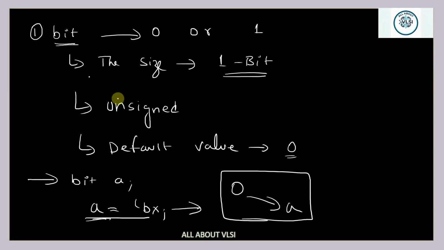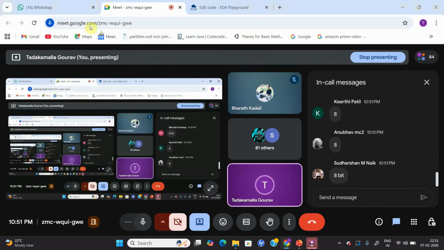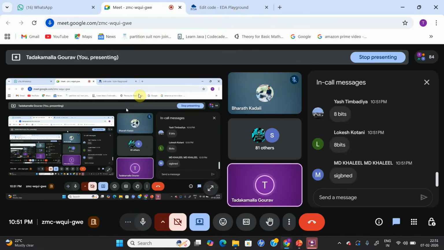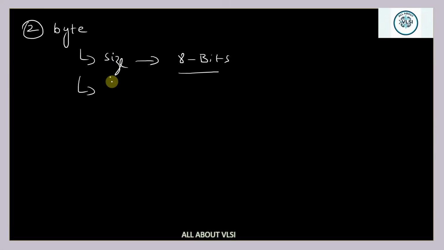Now the next data type which I'm going to have is byte. Again, I have a few questions here. The first question is, what is the size? What do you think the size of this byte data type will be? Exactly, 8 bits. As the name itself suggests, it is going to have 8 bits. Now, is it signed or unsigned? Any guess? Basically, this byte is a signed data type.